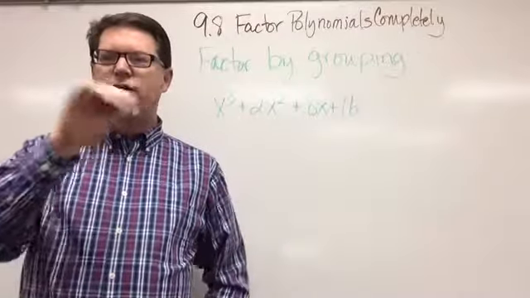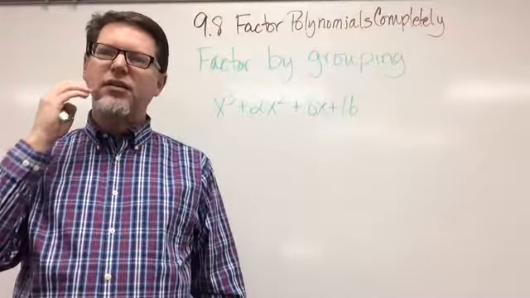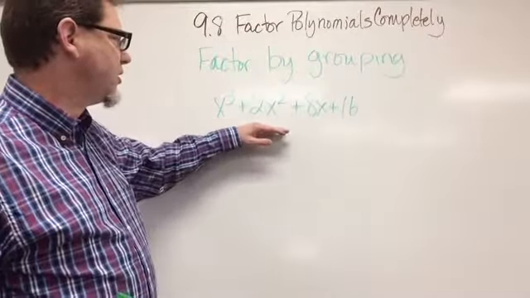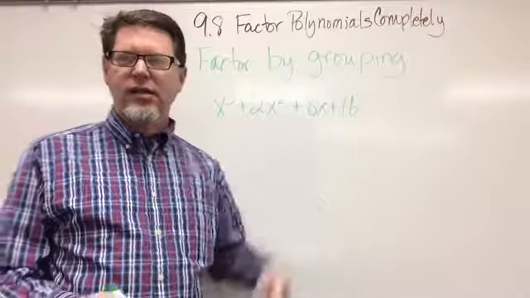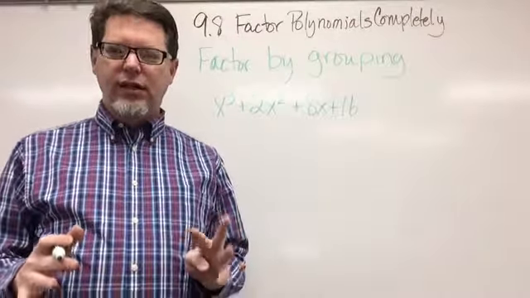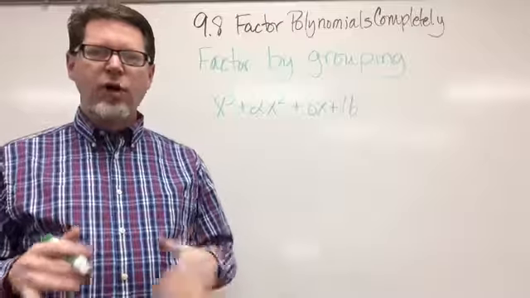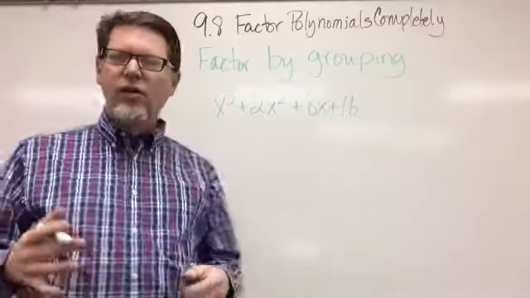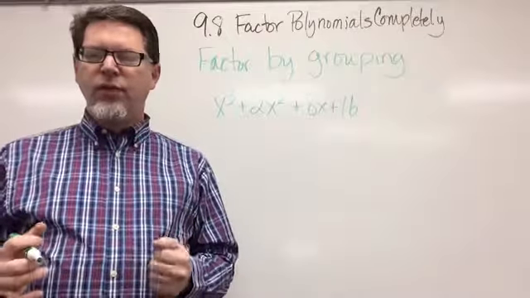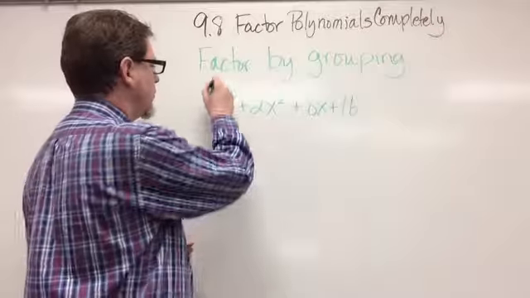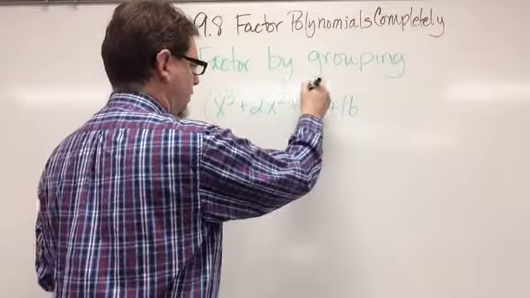The next section, go ahead and draw a squiggly line. The next section is factor by grouping. Now I am given x to the third plus 2x squared plus 8x plus 16. Now we haven't dealt with polynomials with 4 terms yet, so we're always going to check to see if there's a greatest common factor, and there's not. So here's what we're going to do. We're going to group these into 2 binomials.